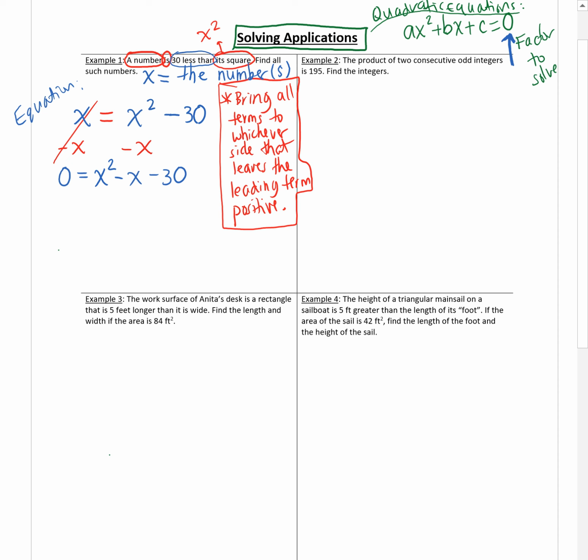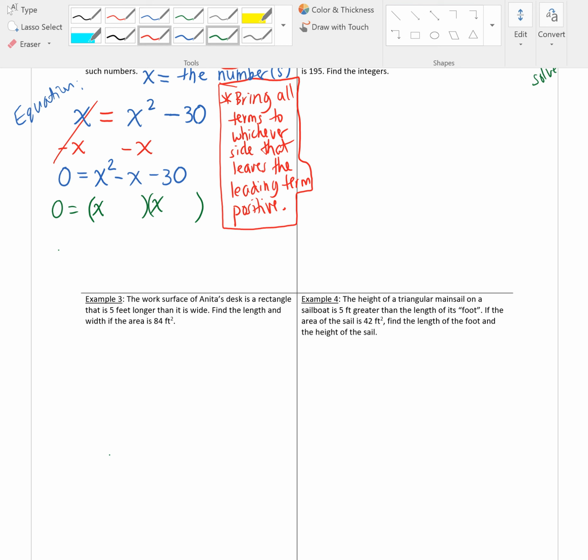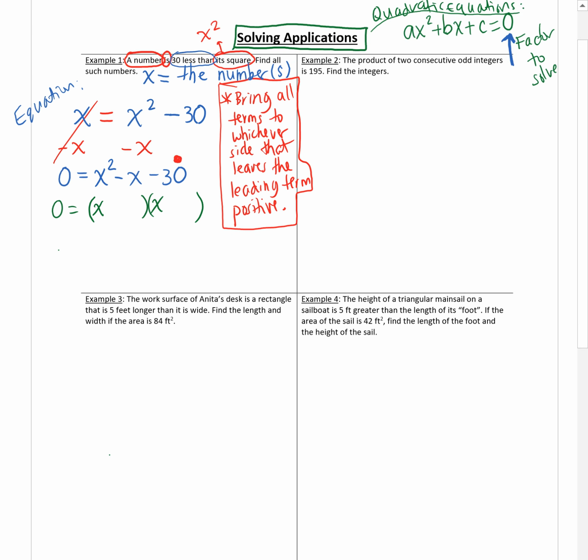Now that I have all the terms on one side in descending order of powers, I'm going to factor. Since this is a trinomial with 3 terms, and the coefficient of x squared is just 1, this is the easy factoring method, where I have an x in each factor and look for 2 numbers that multiply to negative 30 but add up to negative 1. I think of negative 6 and positive 5. Negative 6 times 5 is negative 30, and negative 6 plus 5 is negative 1. So we found the numbers.